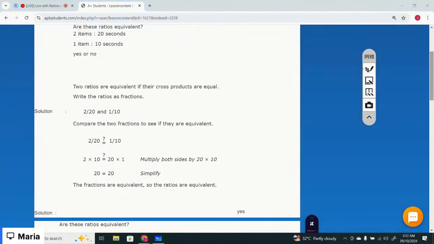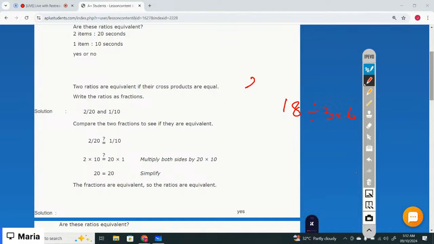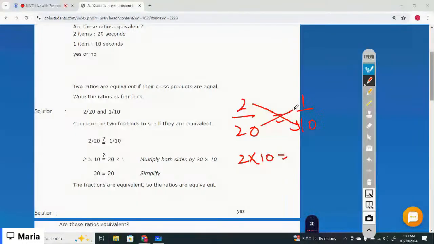You need to do 2 to 20 and 1 to 10. So just cross multiply. Do 2 times 10 and 1 times 20. So 2 times 10 is 20 and 20 times 1 is 20. So both sides are exactly equal.